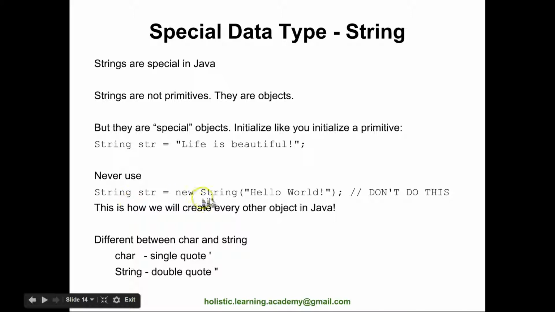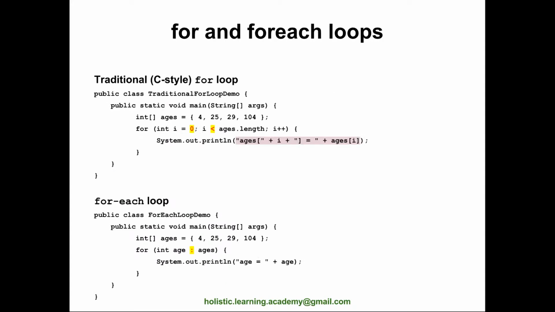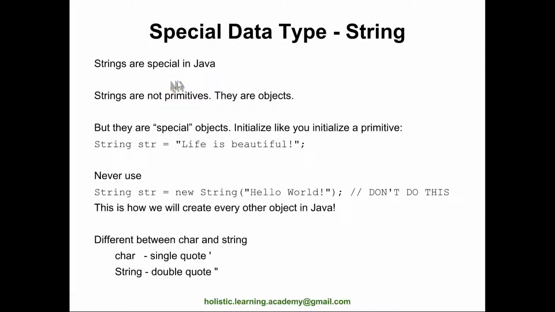This is how we created arrays, if you remember. If we go and see, how did we create arrays? We said new int of 3. But whenever you create a string, just create it like you would create a primitive, like here, string str is equal to "life is beautiful" within double quotes. Then there is a subtle difference between char and string. Char is for the character type, but this is a primitive. Char is a primitive, string is an object. For char you use single quotes, for string you should use double quotes.